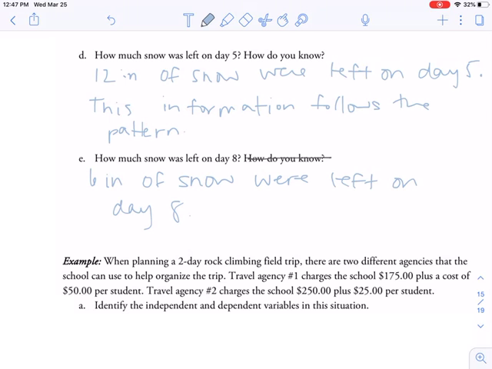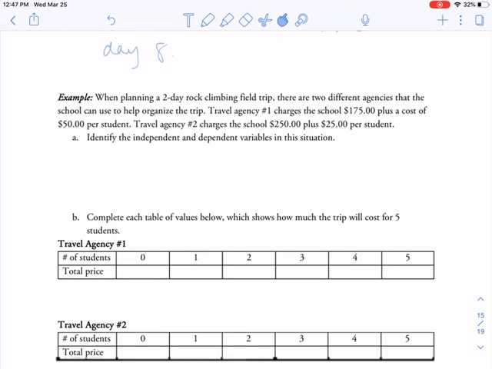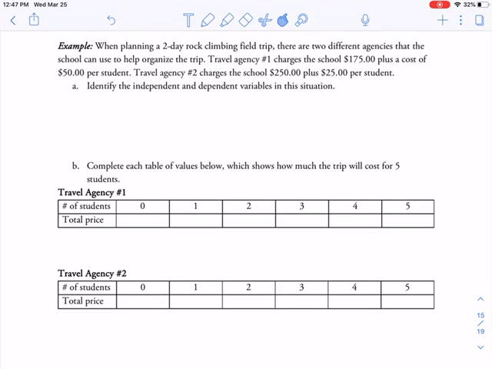Okay, perfect, done. All right, let's do the other word problem, and then we're going to call it a day on this video. Okay, so when planning a 2-day rock climbing trip, that's what we're looking at. A school is doing this, and they are wanting to know which company will be cheaper, or more economical, to take the kids on this trip.